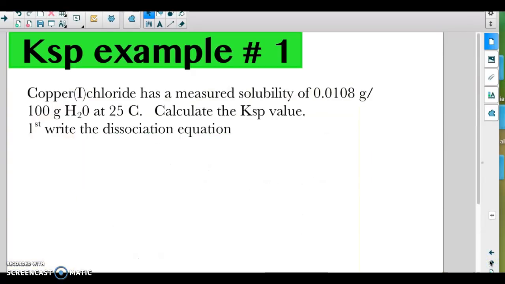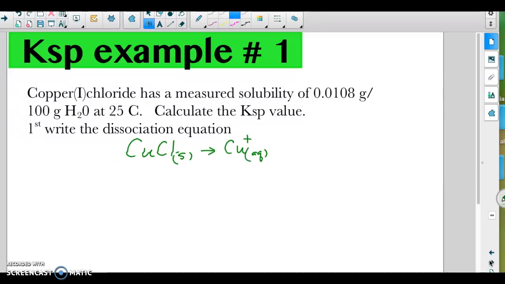So here's an example of a problem you might see. This is copper(I) chloride, and what we would want to do here is always write the dissociation. So the copper(I) chloride solid will break into Cu+ ions and chloride ions. And again, remember this is a reversible dynamic equilibrium. We're going to calculate Ksp.